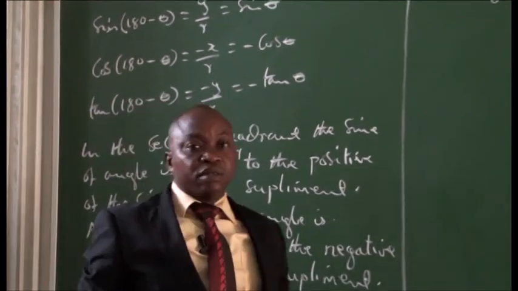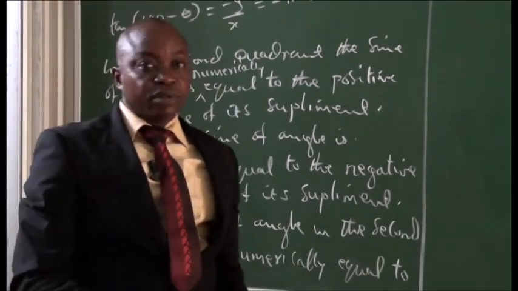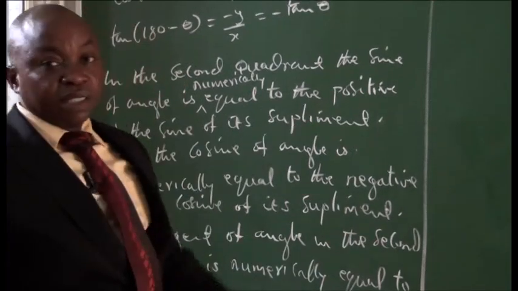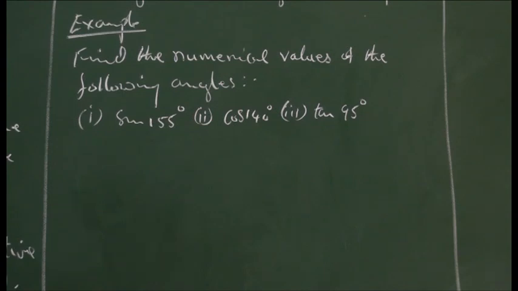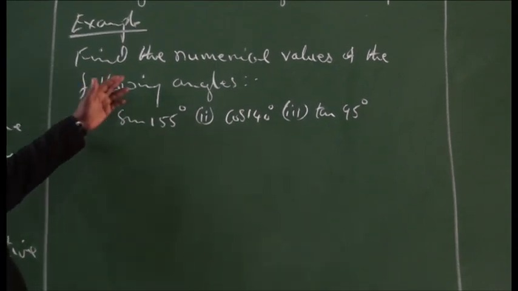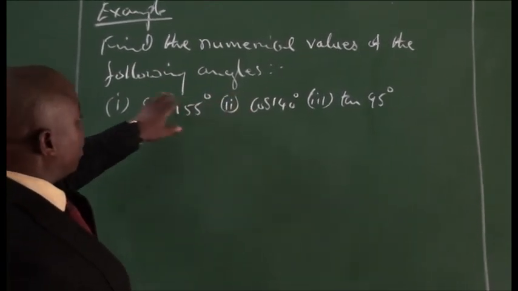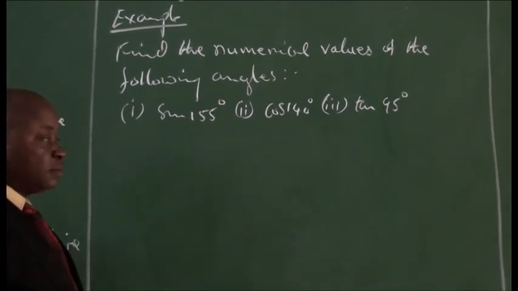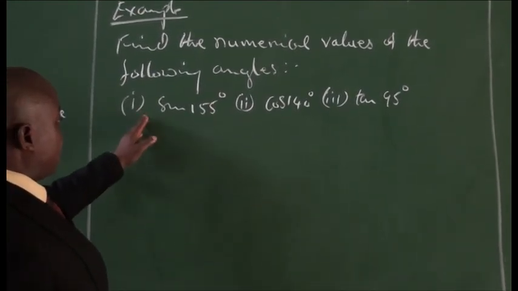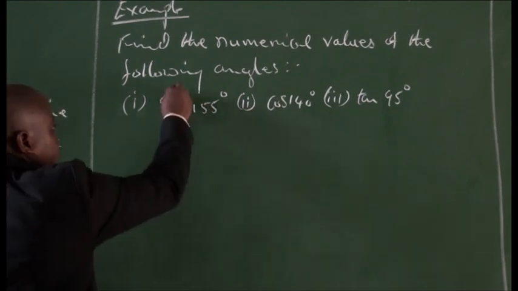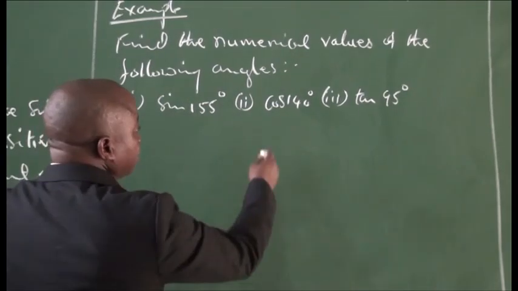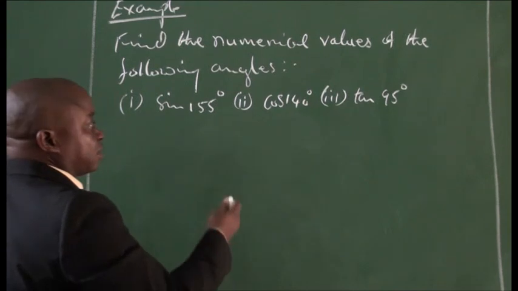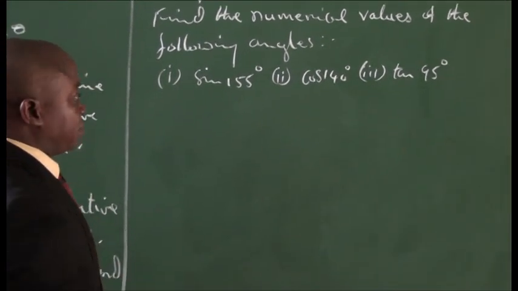Now let us take practical example so that we see how we can solve problems that relate to second quadrants. So example, find the numerical values of the following angles: one, sine 55 degrees, cos 140 degrees, and tan 95 degrees.